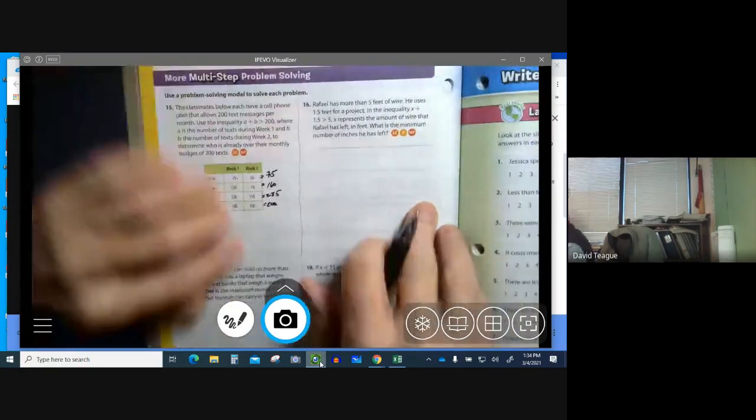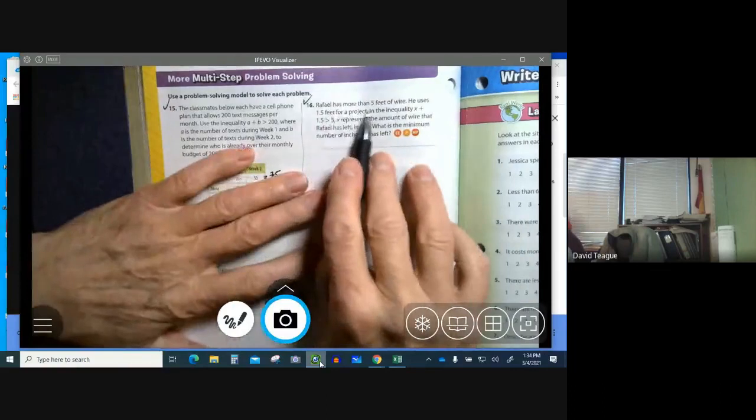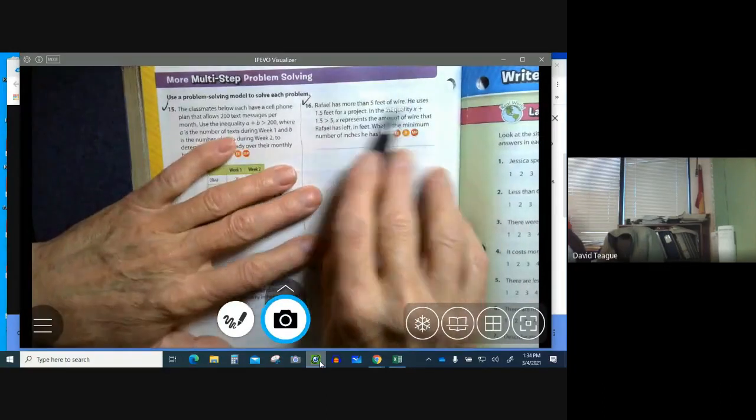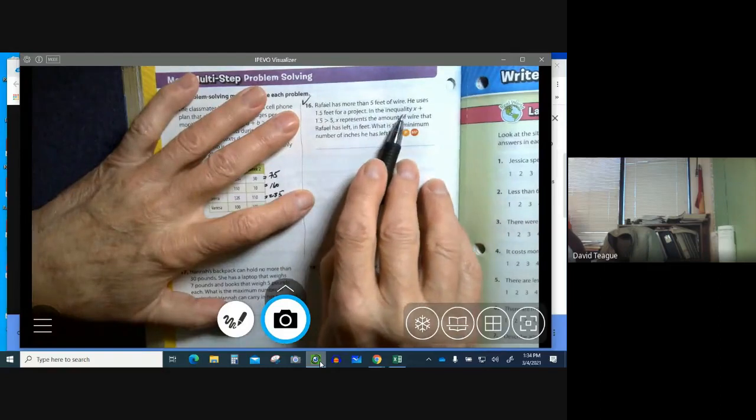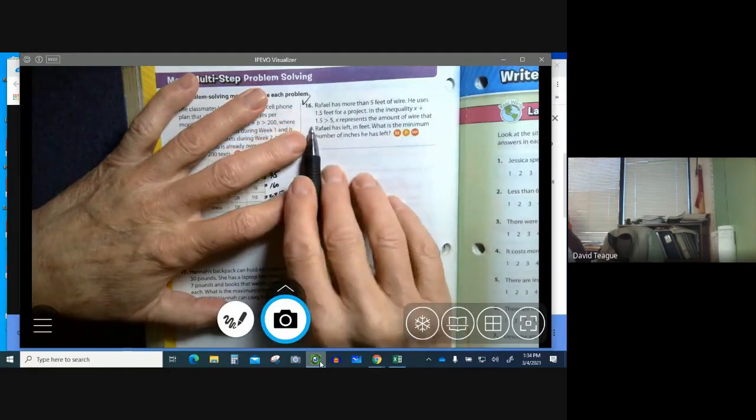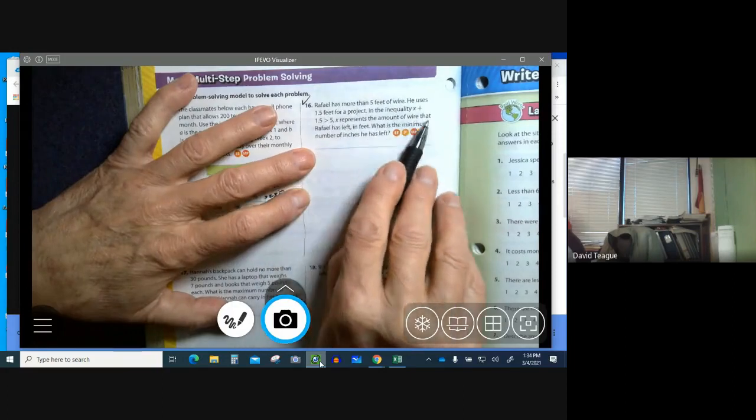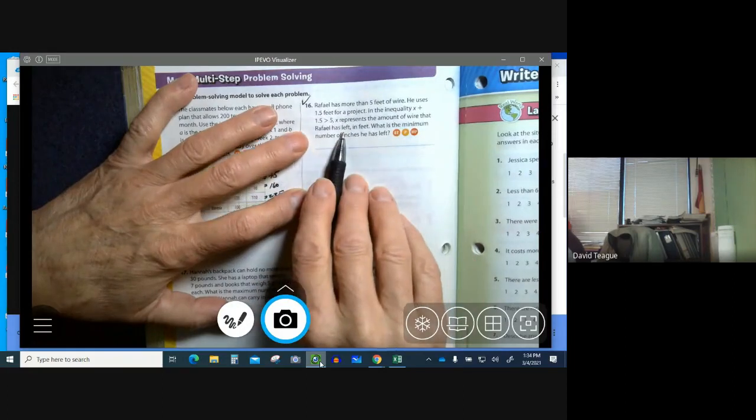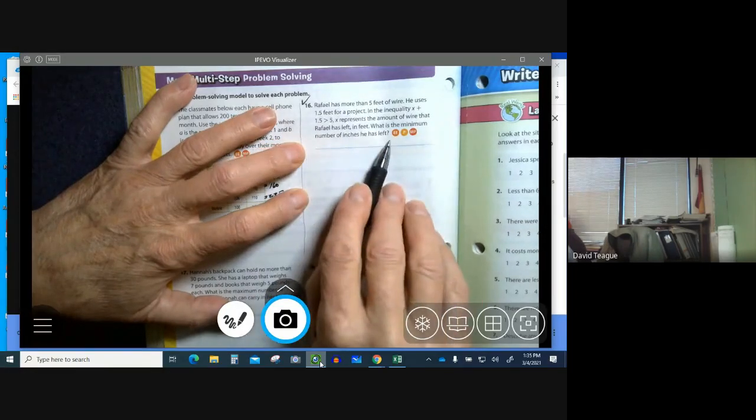Okay, next one. So that was 15. 16. Raphael has more than 5 feet of wire. He uses 1.5 feet for a project. In the inequality, x plus 1.5 is greater than 5. X represents the amount of wire that Raphael has left. Okay, in feet, what is the minimum number of inches he has left?